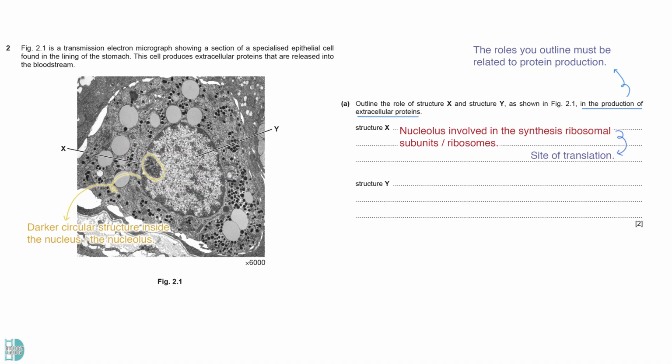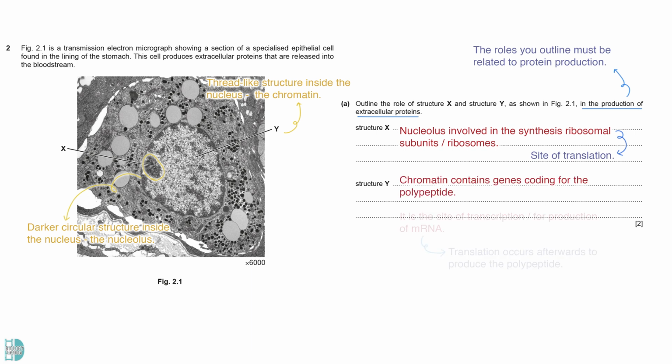It is involved in the synthesis of ribosomal subunits or ribosomes. Ribosome is the site of translation. Y points to the thread-like structure inside the nucleus, the chromatin. Chromatin contains genes coding for the polypeptides. Transcription occurs for the production of mRNA, which will be used later in the translation to synthesize polypeptides.